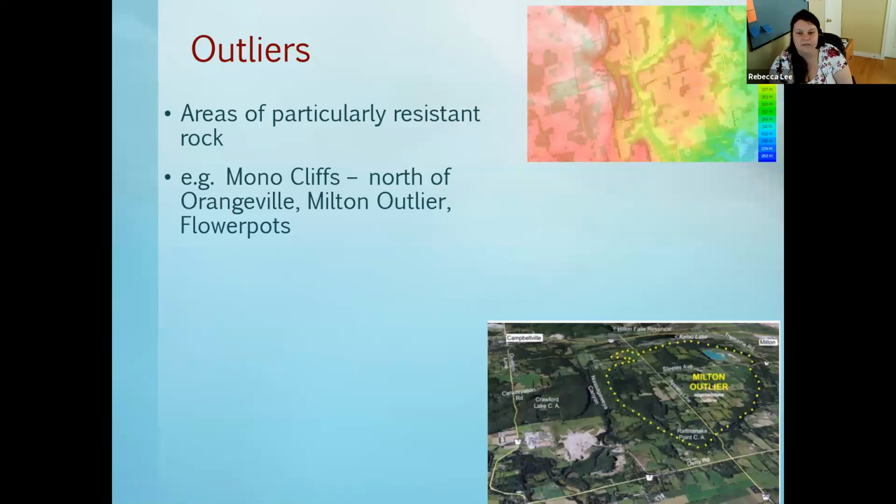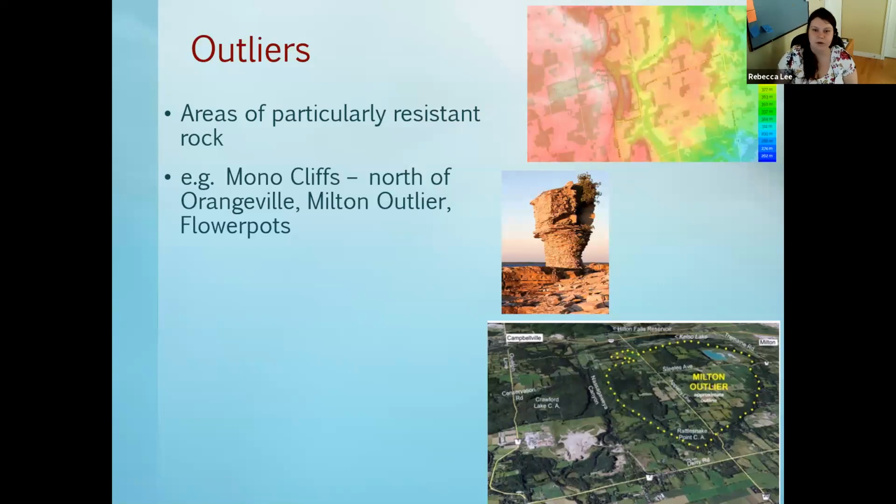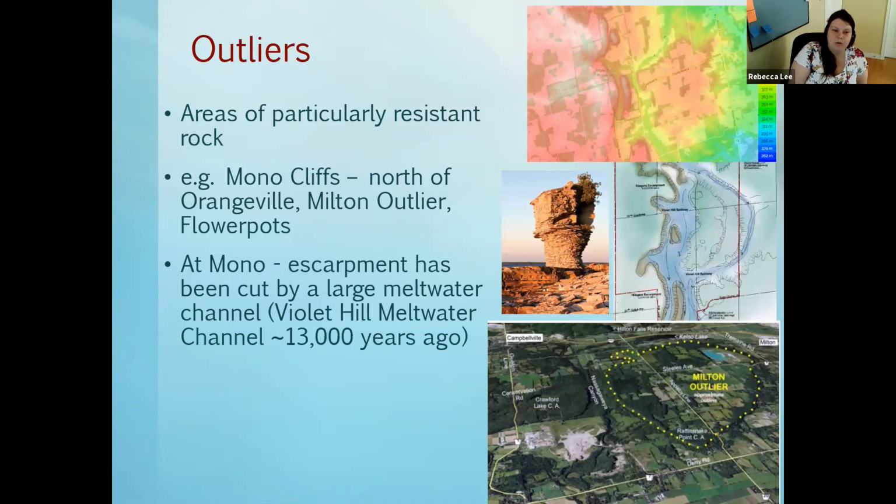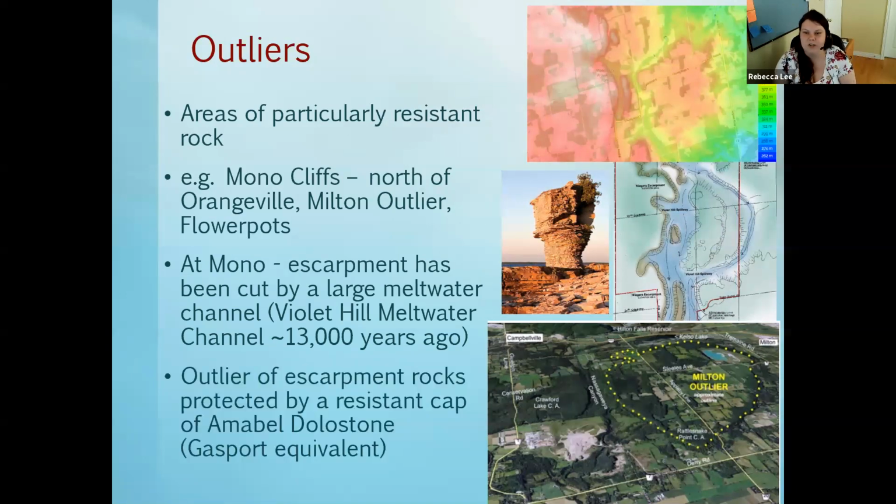There are other areas that have similar things. There's the Milton outlier, and there's Flowerpots, which are a similar idea, but on a little bit smaller scale, where resistant rocks have held a form together. At Mono Cliffs, for example, the escarpment has actually been cut by a large meltwater channel called the Violet Hill Meltwater Channel about 13,000 years ago. Again, that dates back to the deglaciation, when all the glaciers were going away and all that meltwater was coming. You can see in the little map, it's showing the rivers going around the outside of the outlier and carving that shape that we see today.